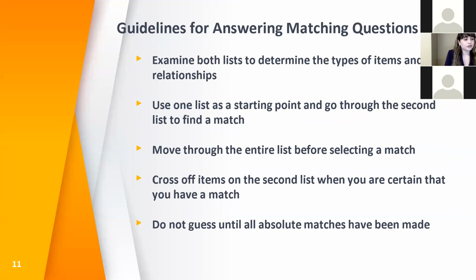So after that, you cross off items on the second list when you are certain that you have a match. And once you have made all the matches that you think are correct, and you are not sure about the others, try not to guess until that point. So if you're not sure about what to match other questions at this point, if you already made the other matches, this is when, if needed, you can guess. But try not to do it until you have made all the matches.